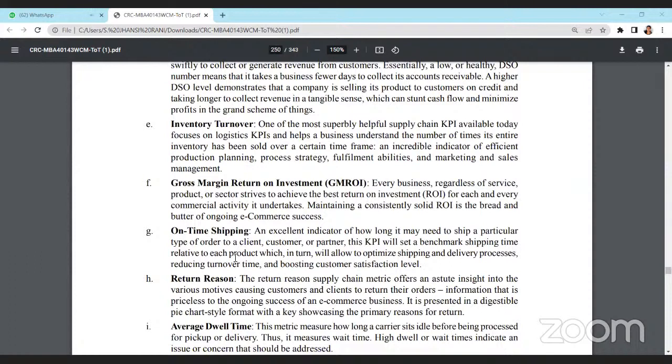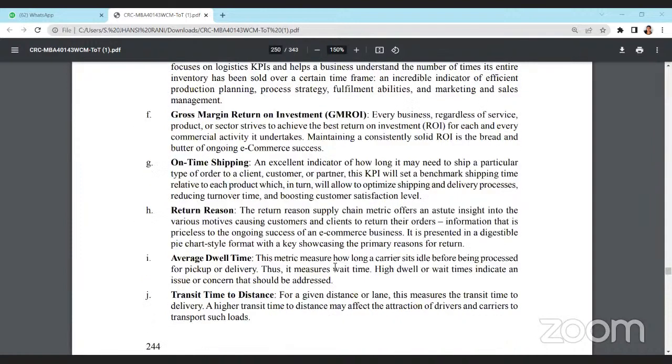Next one is on-time shipping, an excellent indicator of how long it may need to ship a particular type of order to a client, customer or a partner. This KPI will set a benchmark shipping time relative to each product, which in turn will allow you to optimize shipping and delivery processes, reducing turnover time and boosting customer satisfaction levels.